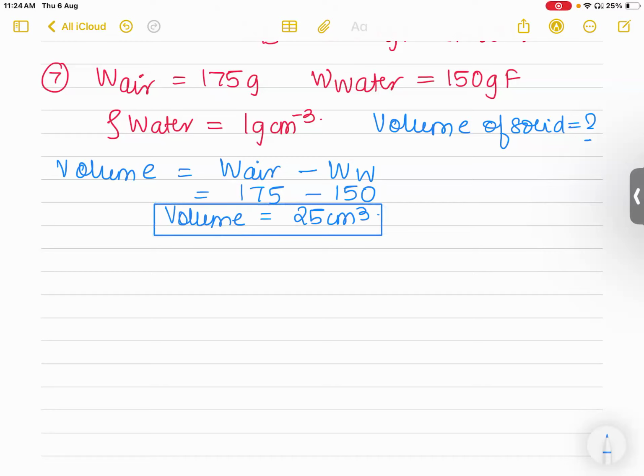Then comes the next part. Why does the brass piece weigh less in water? Why does the brass piece weigh less in water? Can I say it weighs less?